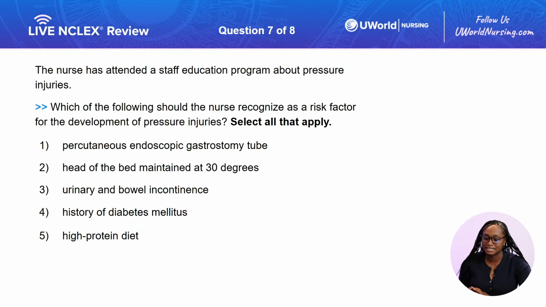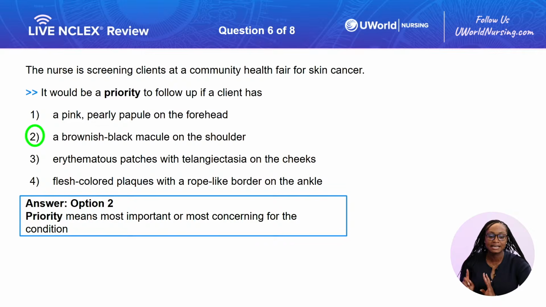Someone was asking if I can repeat A, B, C, D, E. That is A for asymmetry, B for border irregularity, C for color changes and variation, D for diameter of 6 millimeters or larger, and then E for evolving.